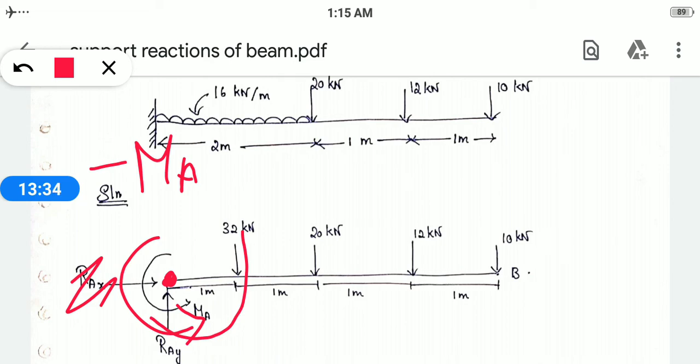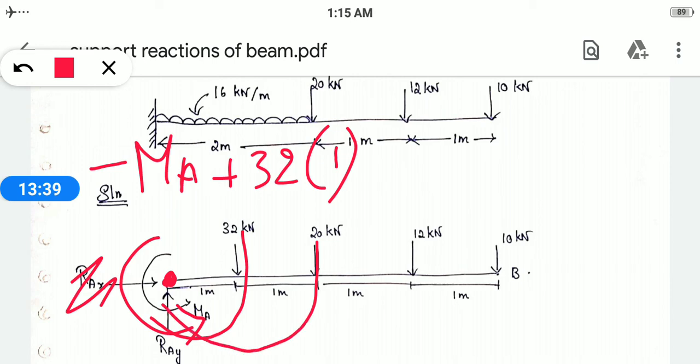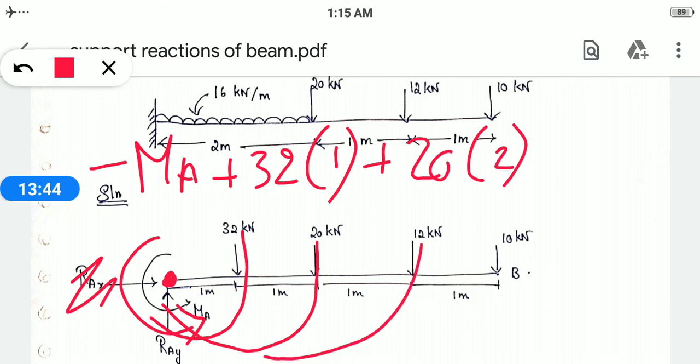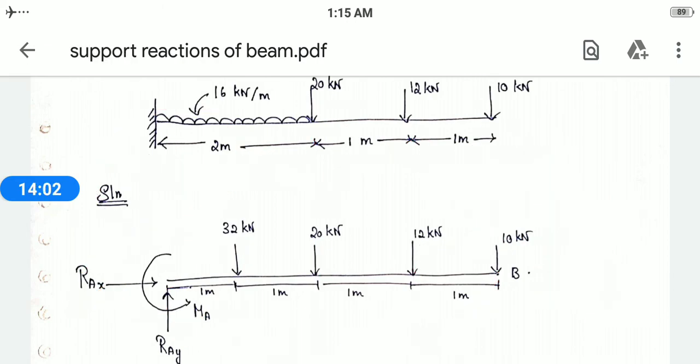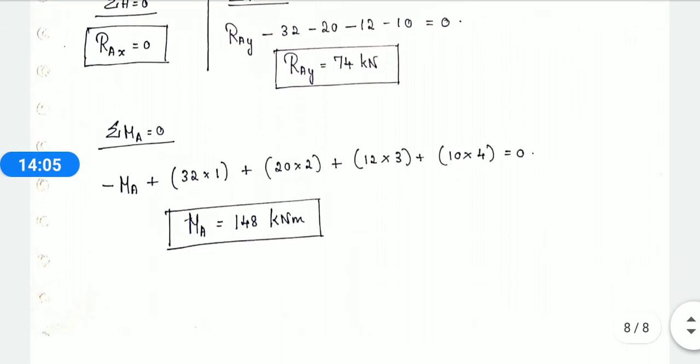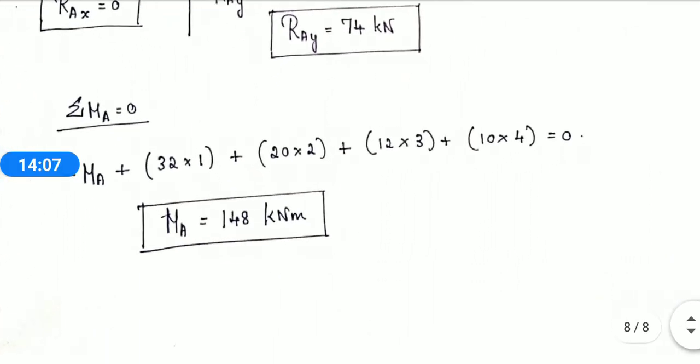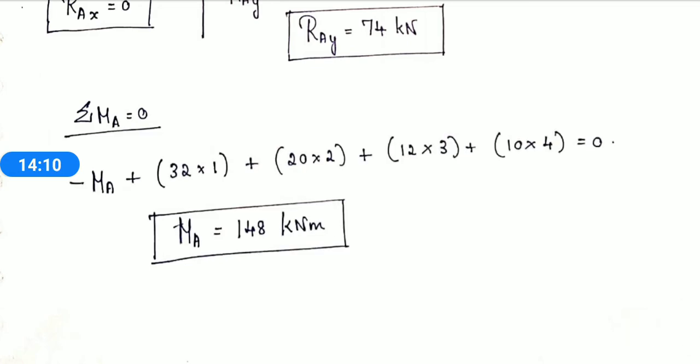32 is positive, so plus 32 into the distance, which is 1. Same like this, 20 is positive, so 20 into the distance, which is 2. This 12 into the distance, which is 3. 12 into 3, plus again this 10 is in a clockwise direction, so 10 into the distance, which is 2 plus 1 plus 1, that is 10 into 4. When you do this, you will automatically get the value for your MA. That is what we had done here, and we had found out MA is equal to 148 kilonewton meter.